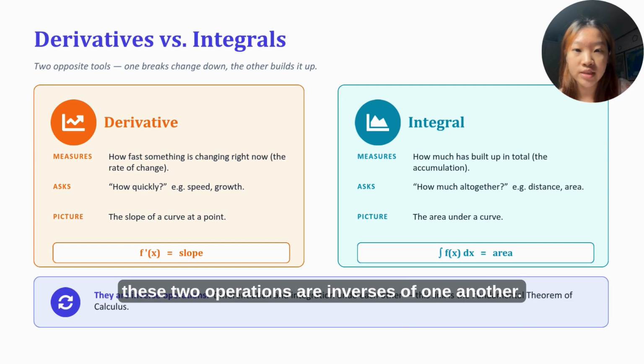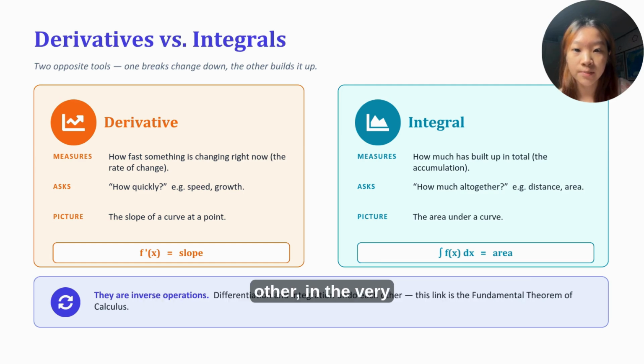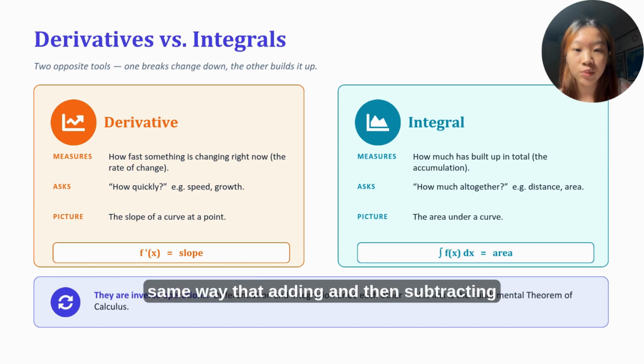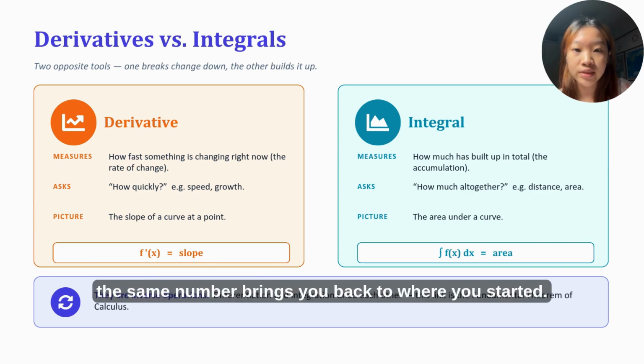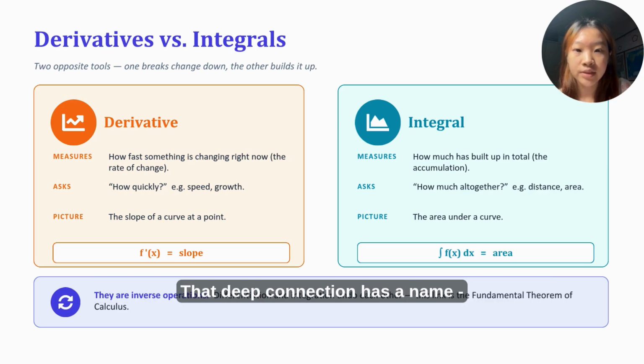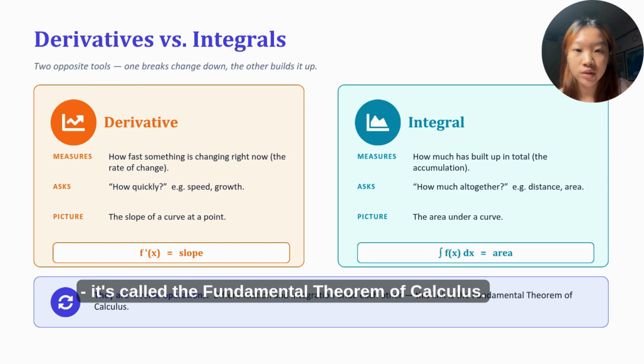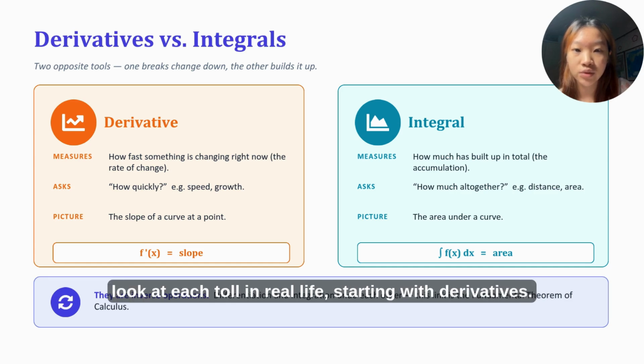And here's a beautiful fact that ties them together. These two operations are inverses of one another. Differentiation and integration undo each other in the very same way that adding and then subtracting the same number brings you back to where you started. That deep connection has a name. It's called the fundamental theorem of calculus. Now, with that foundation in place, let's look at each tool in real life, starting with derivatives.